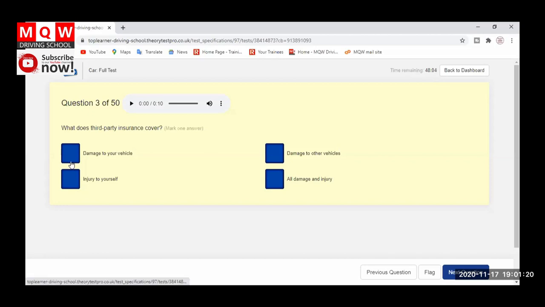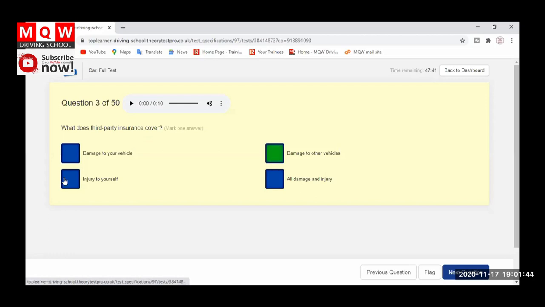Damage to your vehicle. As you say, third party, so it's something about others, not for you. So when they say damage to your vehicle, that means they're not talking about you, they're talking about third party. So that's not good. Damage to other vehicle, that's possible. Other party, third party is the other people. So that means damage to other vehicles. Okay, I leave it on.